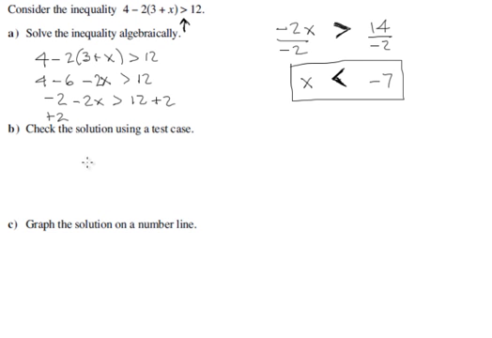Check the solution using a test case. A test case means, because we're talking about a range of numbers here, anything lower than -7, there's all kinds of different ways you could test it. I'll use -10. We'll say x is -10, and we'll see if that works for this inequality. 4 minus 2 times 3 plus -10 is greater than 12, I hope. Let's find out. We get 4 minus 2, 3 plus -10 is -7.